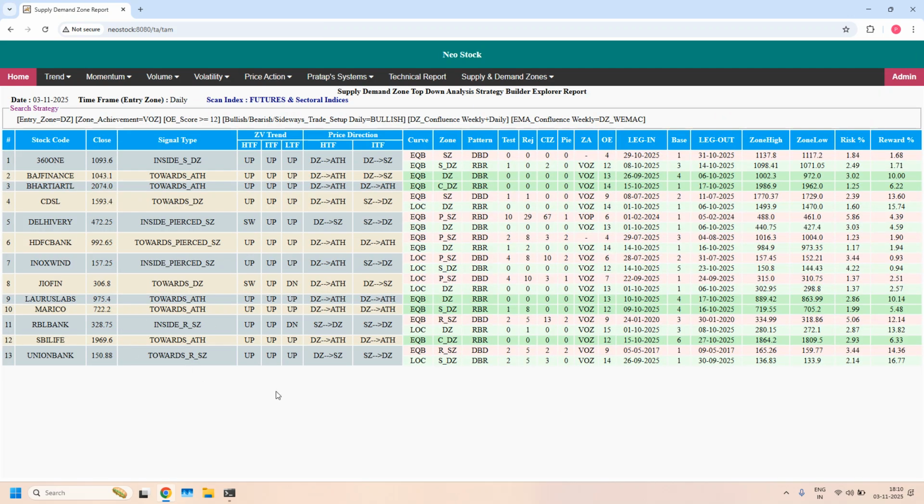So this is the final report as per the first strategy. And all these 13 daily demand zones might be having more high probability to get success, provided lesson 20 checklist items are satisfied.